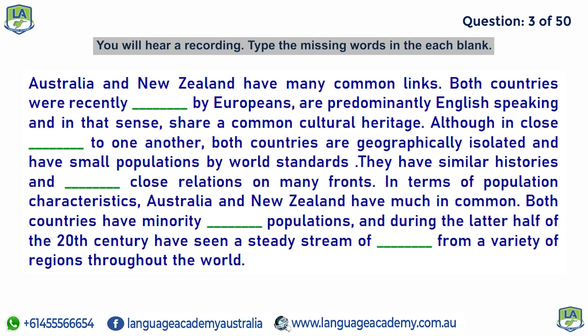In terms of population characteristics, Australia and New Zealand have much in common. Both countries have minority indigenous populations, and during the latter half of the 20th century have seen a steady stream of migrants from a variety of regions throughout the world.